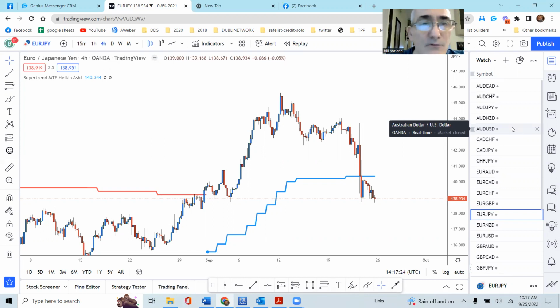So I look at the 4-hour trend and the daily trend. I want them to tell us the same story. If they're both going up, if they're both bullish, then I will look at the 4-hour chart to identify an area of interest, which is usually a 4-hour banker candle.